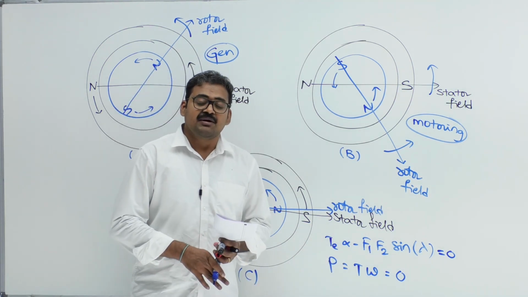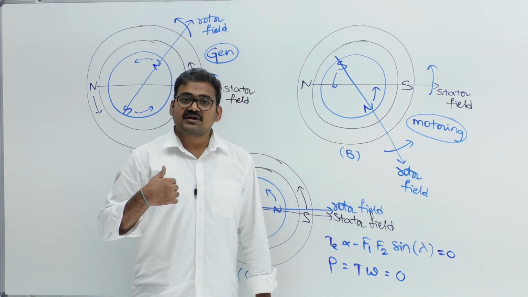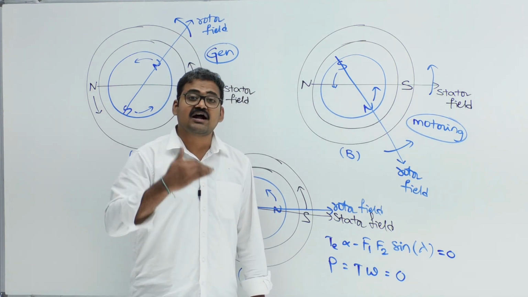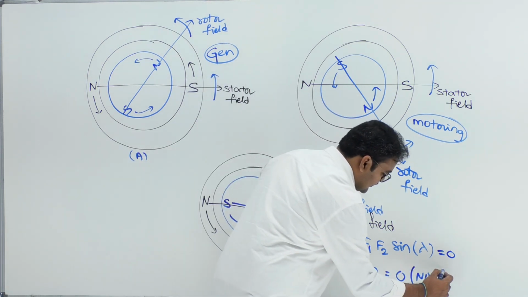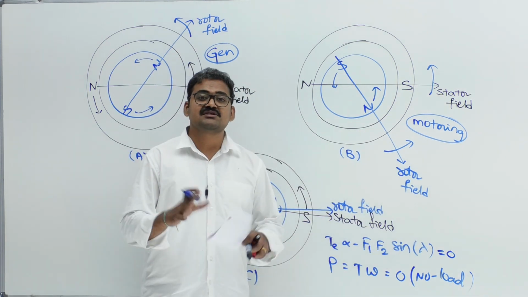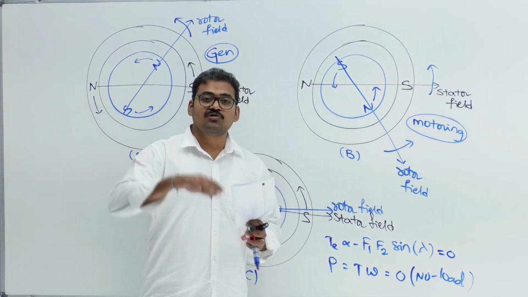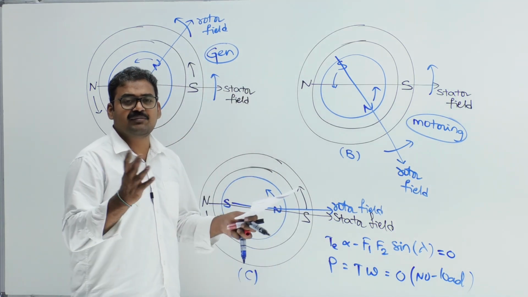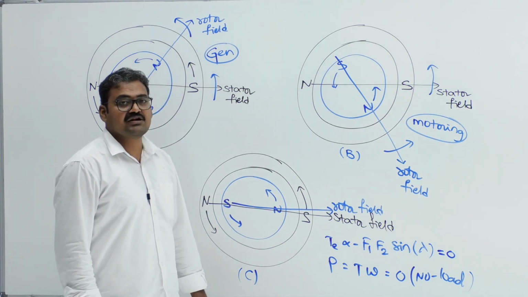Power is 0 means machine is neither generating the power nor absorbing the power. That means machine is neither acting like generator nor acting like motor. It is under floating condition. We will call it no load condition. If there is some load, some amount of power will exist, but there is no power, that means machine is under no load. It is floating. We will study in future what exactly floating means, but right now this is the basic understanding. So machine is neither acting like a generator nor acting like a motor.